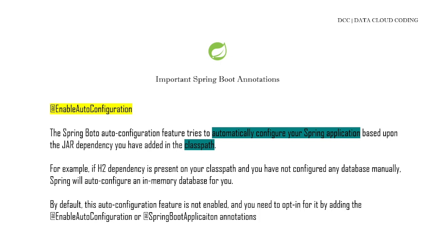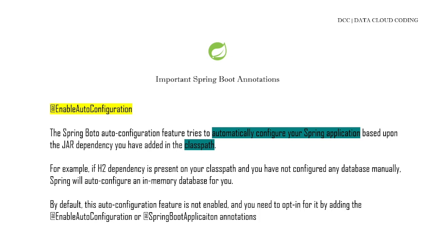How does it do that? Using the @EnableAutoConfiguration annotation. Behind the scenes, this annotation automatically configures my Spring Boot application based on the jar dependencies that I have added in the class path. So I hope that's clear. Whatever dependencies I have added in my class path, Spring Boot will automatically configure my Spring application based on those dependencies.